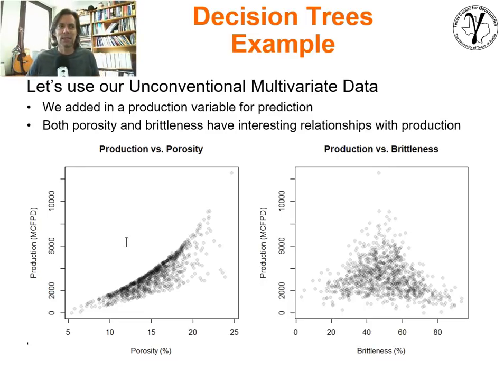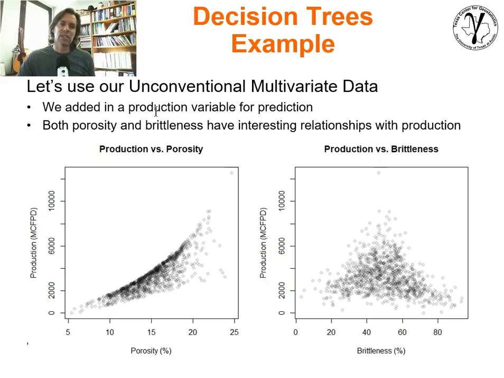It's a multivariate data set that's ready for us to work with. That data set is available on GitHub. It was mentioned and discussed in the previous lecture on principal component analysis. And so we are going to specifically look at the production variable. For a prediction problem, we're going to do a regression tree. We're going to use both porosity and brittleness in order to get to production.